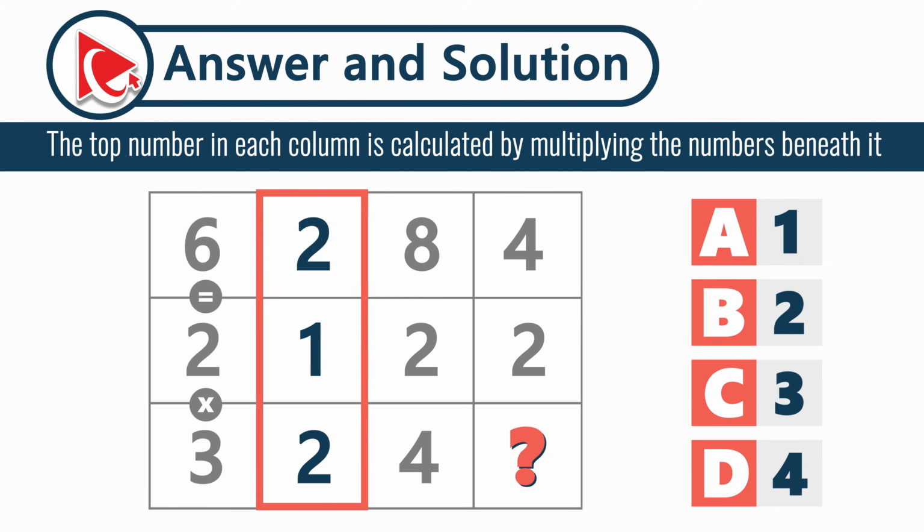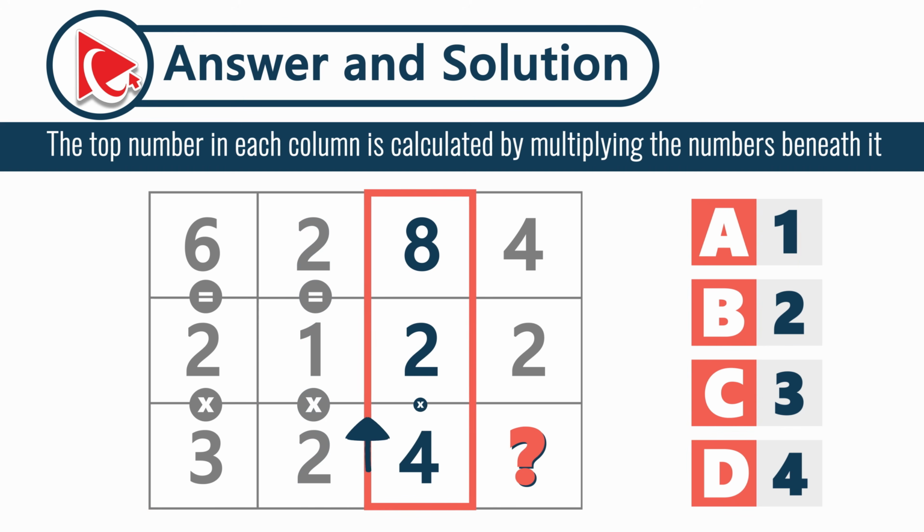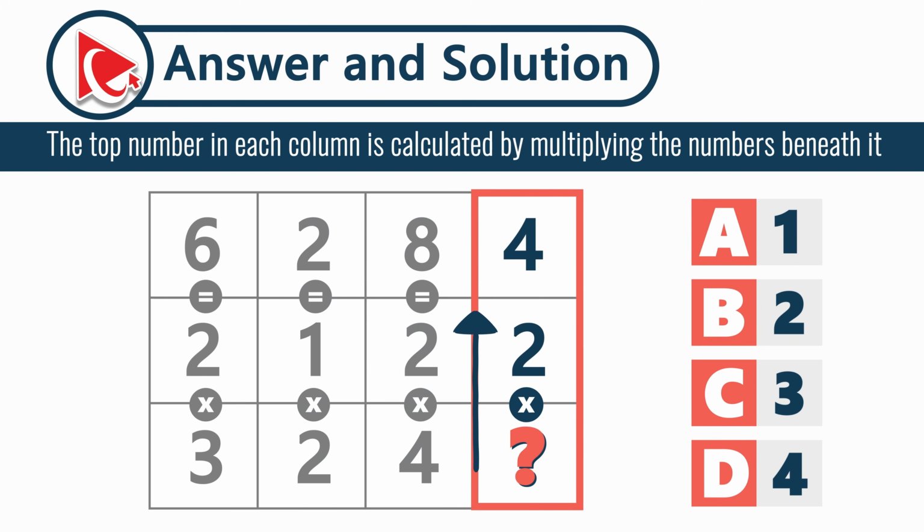Let's look at the second column. 2 multiplied by 1 equals 2. Third column, 4 multiplied by 2 equals 8. And then in the fourth column, the missing number multiplied by 2 equals 4. Which means that to calculate the missing number, you need to divide 4 by 2, and the result is 2. And the correct answer here is choice B, 2.